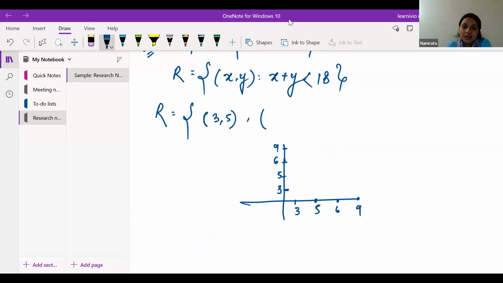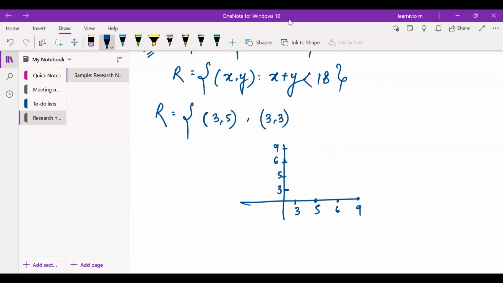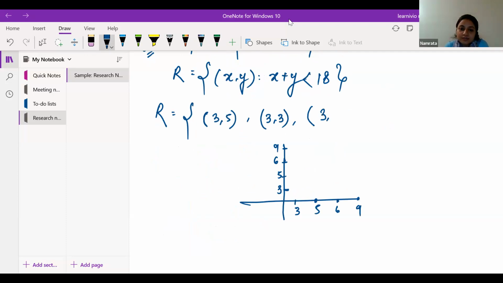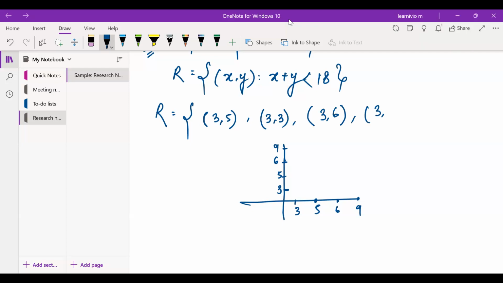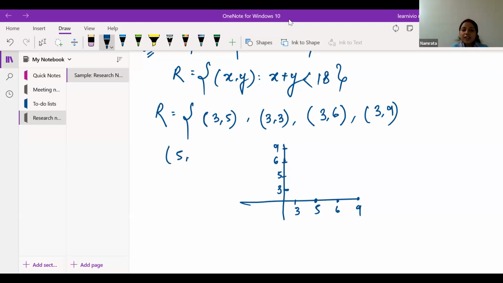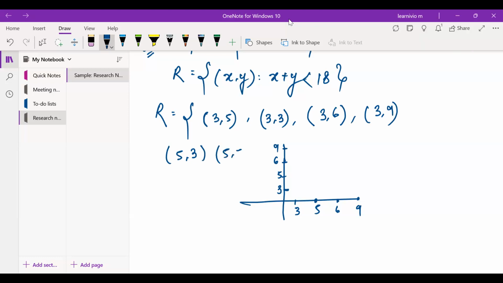So let's take it. 3 with 3. Can we take? Yes. 3 with 5 also we have taken. Now 3 with 6 can we take? Yes, we can take because 6 plus 3 is 9 and that's less than 18. We can take 3 with 9. Yes. Then we can take 5 with 3. Right? Yes. Similarly, we can take 5 with 5.